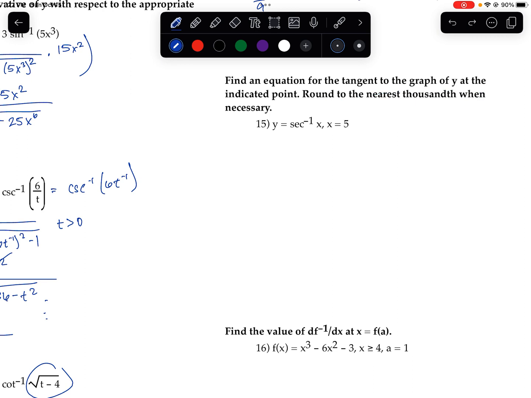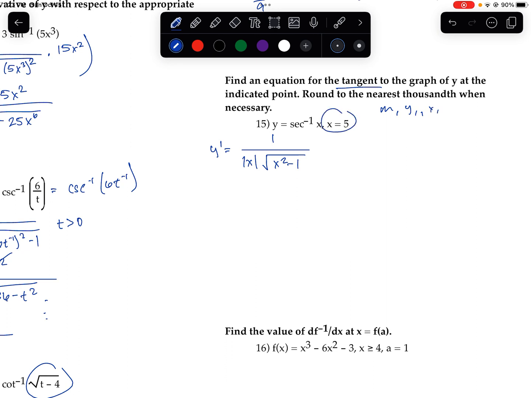Find the equation for the tangent to the graph of y at the indicated point, rounded to the nearest thousandth. Okay, so y prime would be equal to, so the derivative of arc secant is going to be 1 over x times the square root of x squared minus 1. This is actually one time where we don't have to use the chain rule, and then we are going to do this at the point. We're trying to find a tangent line. So again, the tangent line is going to require m, it's going to require y1, and we have x1.